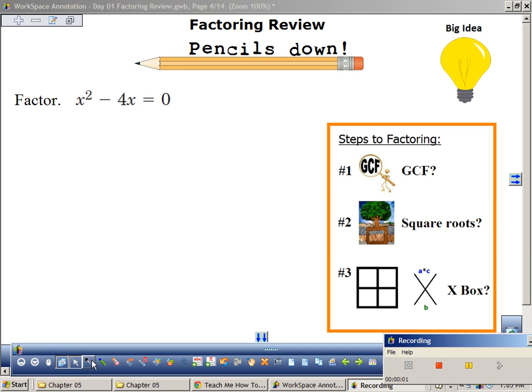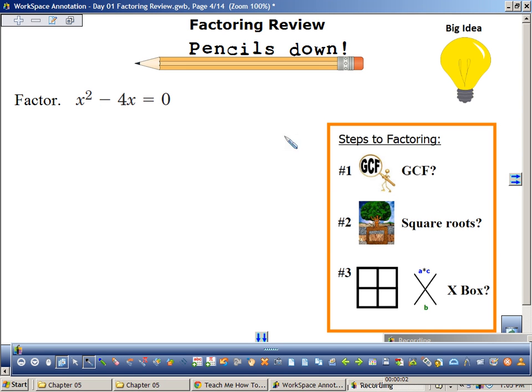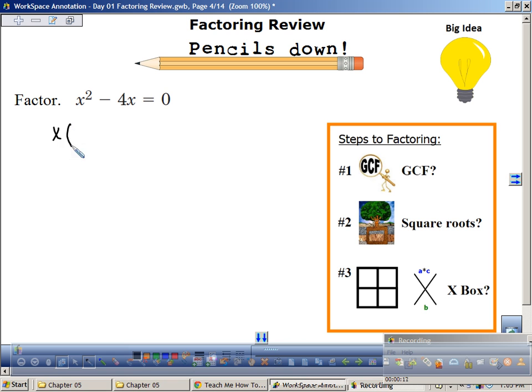Factoring review. So the first step is to check for a GCF. I see that both of these factors have x in common. So when I factor out an x, I have an x left over. And when I factor out an x from negative 4x, I have negative 4 left over.